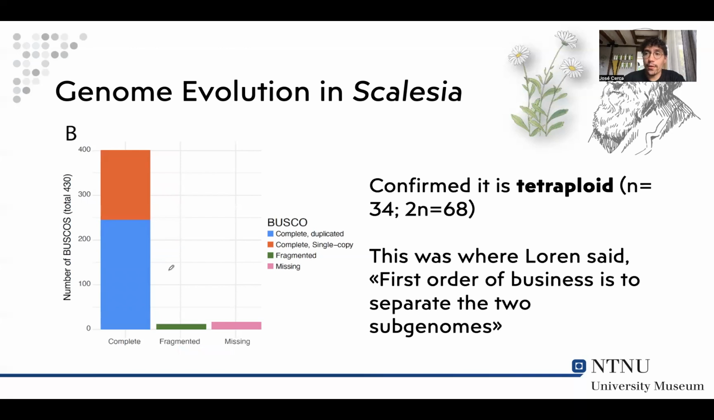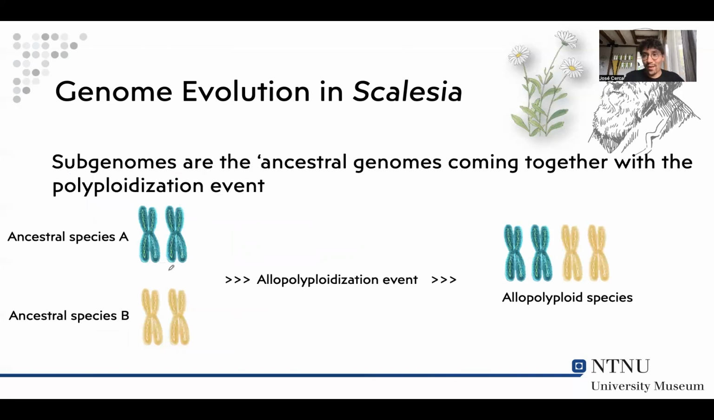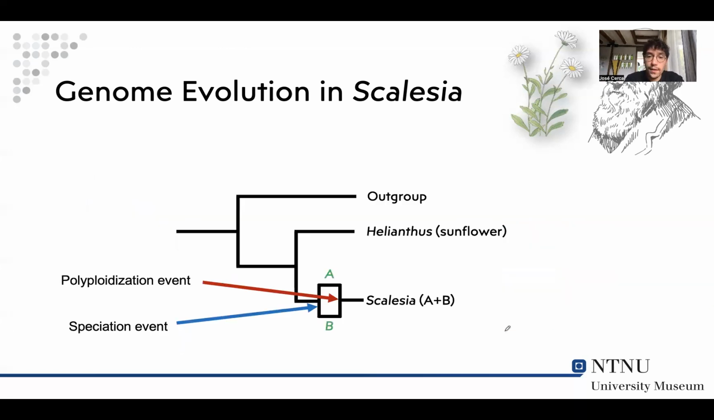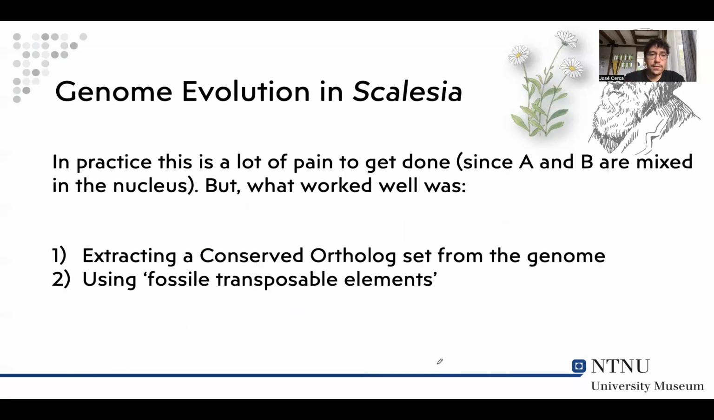And this was when our collaborator Lauren told us, you really have to separate the true subgenomes or the true ancestral species that exist in this assembly. And of course, this was a lot of pain to get done, but just stepping back a bit to the polyploidy, we have ancestral species A in turquoise and B, and then they join together and form this allopolyploid species that's going to be turquoise and yellow. And if we represent it on a phylogeny, we have this. We have the separation, a speciation event generating species A and species B, and then they join together in the polyploidization event, leading to what we know here, Scalesia.